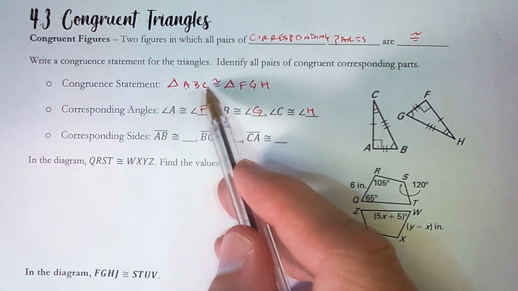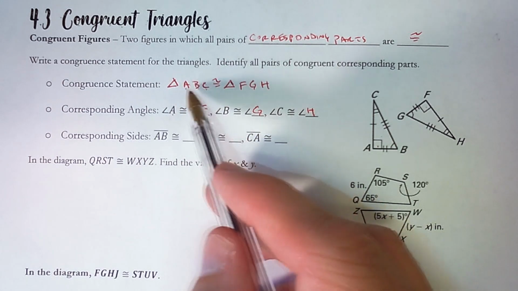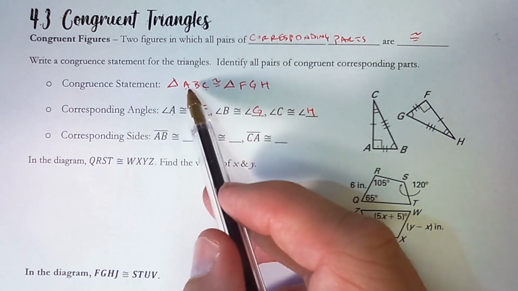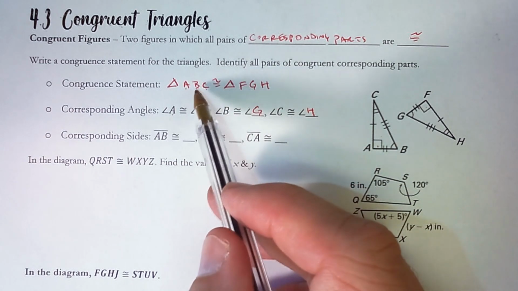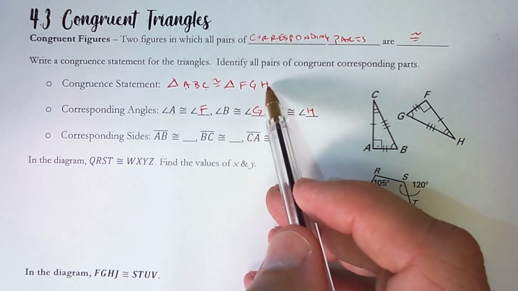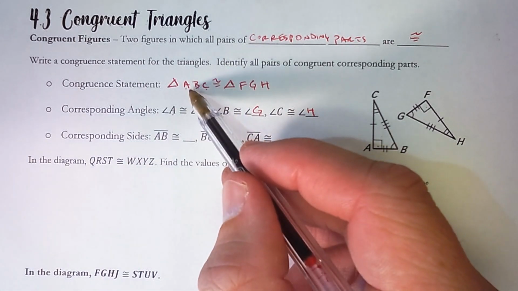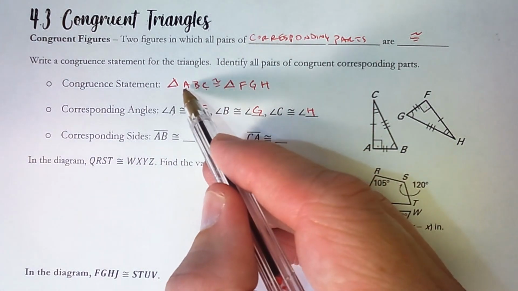It really doesn't matter what order I write the first set of letters, but once I set that order, I need to make sure that these go in corresponding order. So if B is first, then G would be first over here. If C is first over here, H would be first over here. Okay, now corresponding sides. And I can actually get that from this congruent statement.